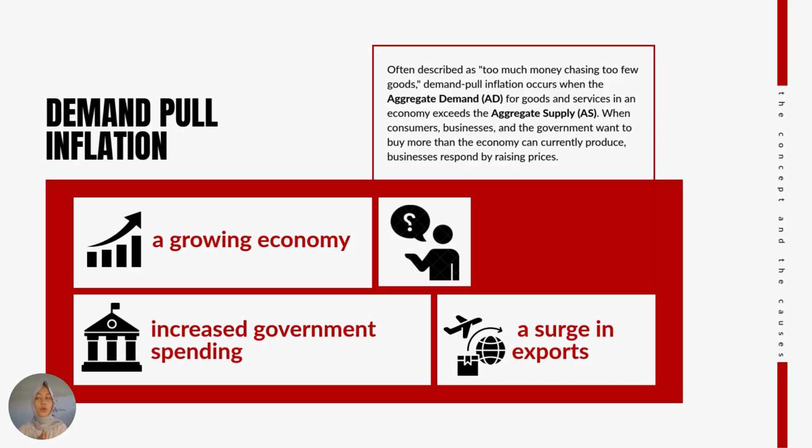Next, what is the cause of this demand pull inflation? These are a few causes. The first one is a growing economy. The second one is increased government spending. And the third one, and also the last one, is a surge in exports. So there are still many causes of this demand pull inflation.